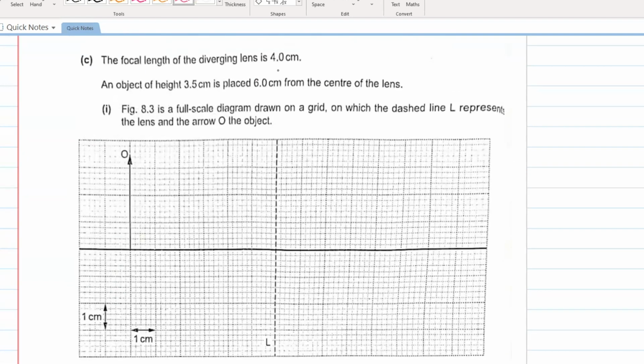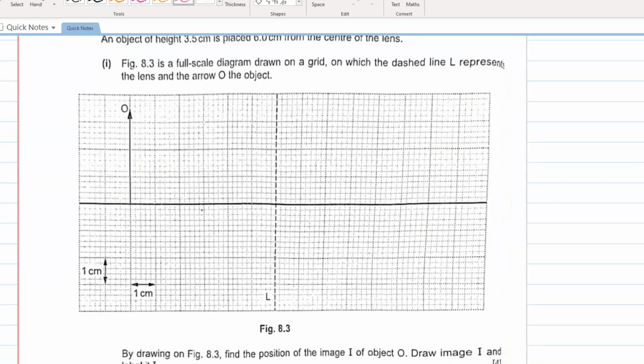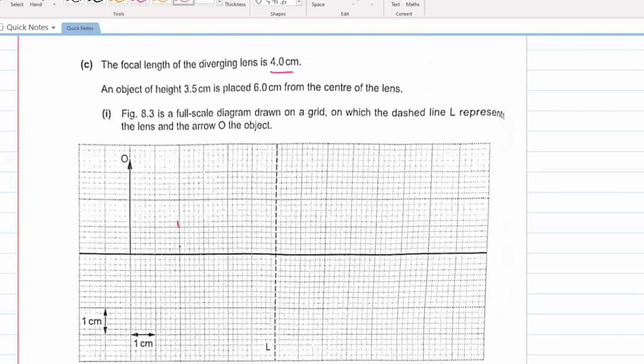The focal length of the diverging lens is 4 centimeters. An object of height 3.5 centimeters is placed 6 centimeters from the center of the lens. Figure 8.3 is a full scale diagram drawn on a grid on which the dashed line L represents the lens and the arrow O represents the object. Okay, so our focal length is 4 centimeters. So let's first of all mark the focal length. This is your focal length F, this is your focal length F, and this is also your focal length F.